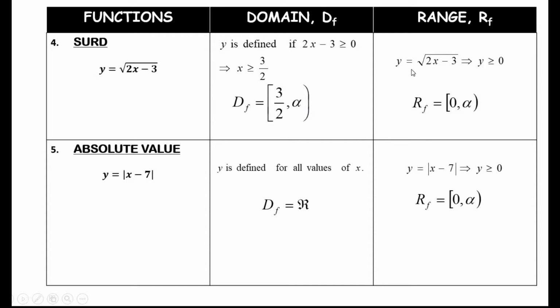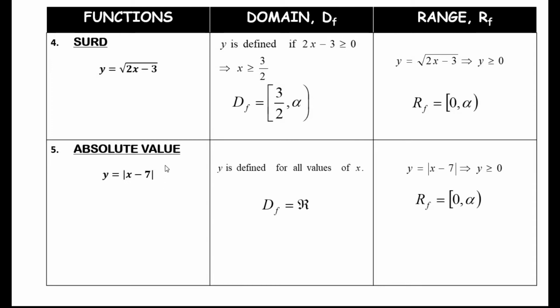When we change the subject, if you look at this function, y is equal to square root of 2x minus 3, meaning that y is always positive. So y cannot take negative values. Therefore, y is greater or equal than 0. So we can write the range of f as from 0 to infinity.